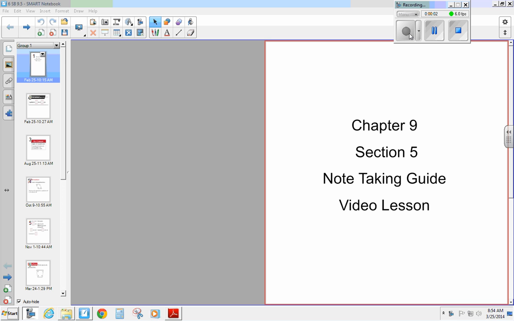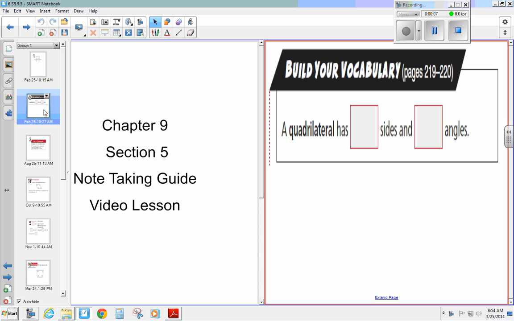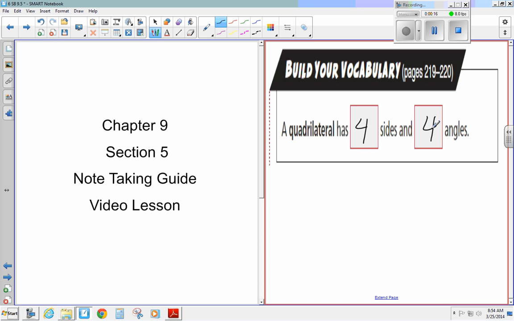Welcome to Chapter 9, Section 5, Quadrilaterals. A quadrilateral has 4 sides and 4 angles. So as long as it has 4 sides, it can be any shape you want. As long as it has 4 angles, it can be any shape you want. Quadrilateral is the most basic term.